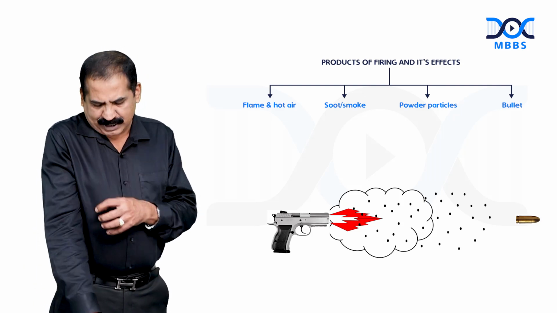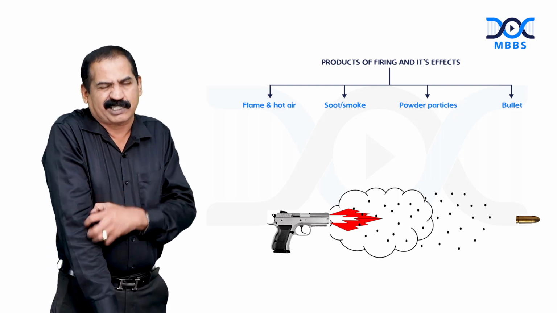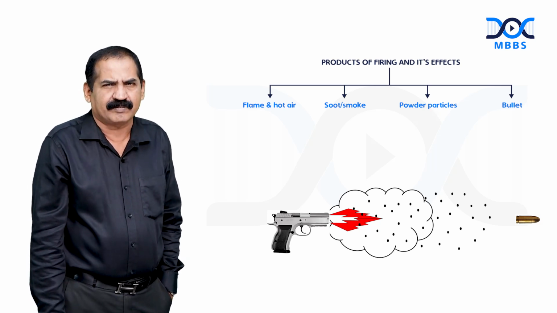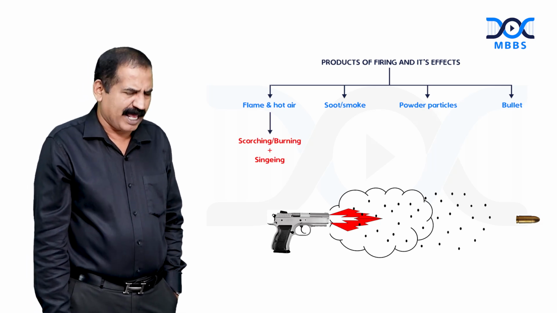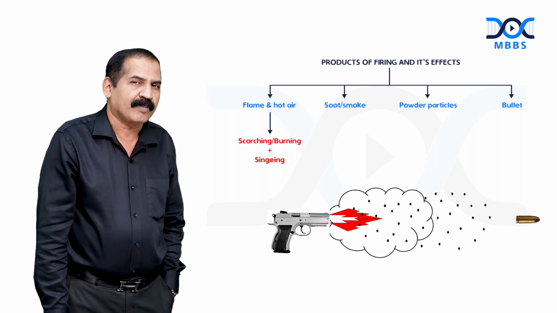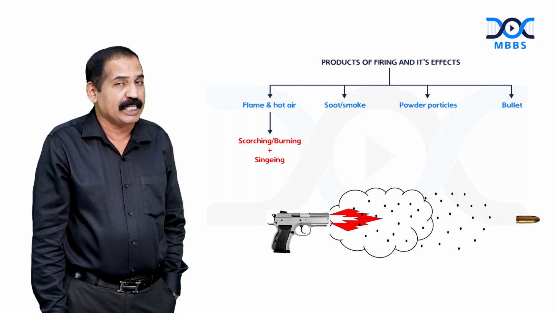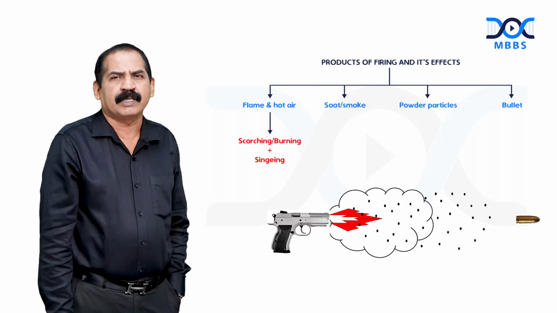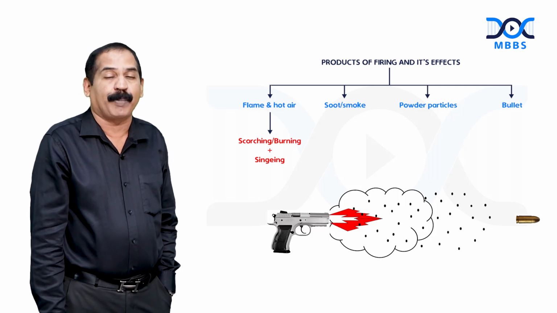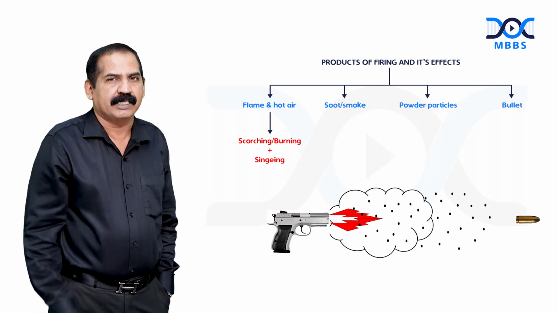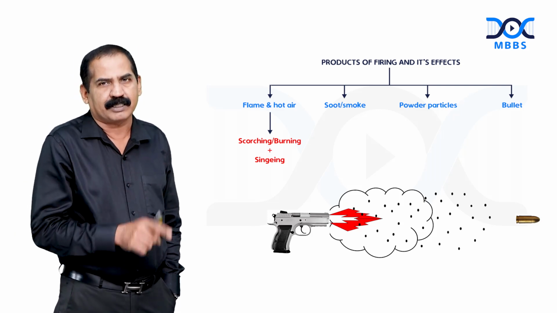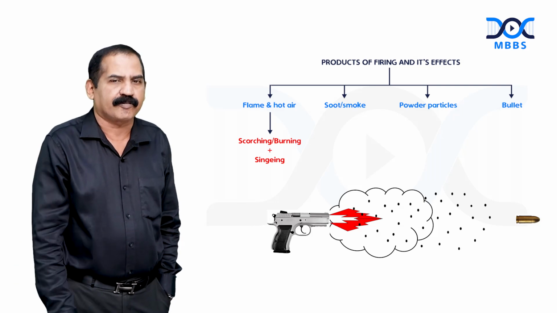Now, use your common sense. If the flame or hot air touches the skin, what happens to the skin? It causes burning of the skin as well as burning of the hair. Burning of the hair is known as singeing. At the same time, burning of the skin is known as scorching. Scorching of the skin plus singeing. No need to say singeing of hair; if you say singeing, that means it is burning of hair.